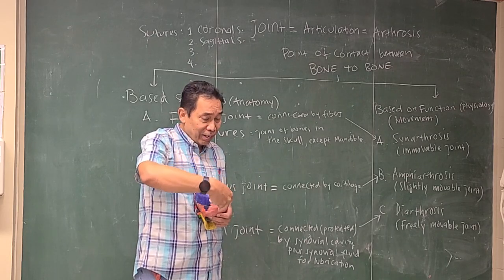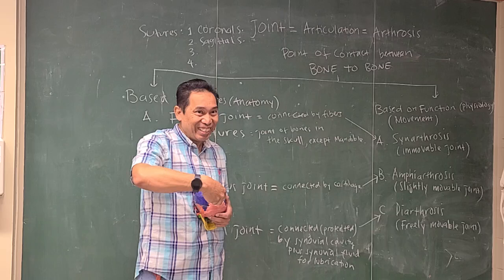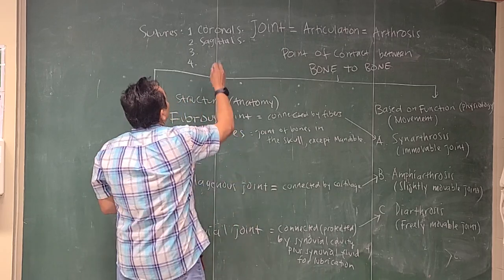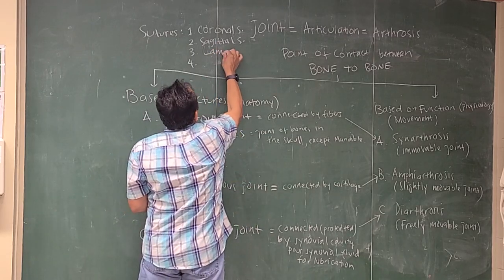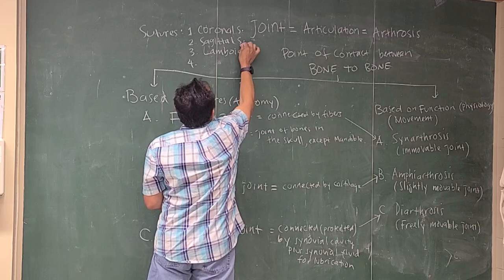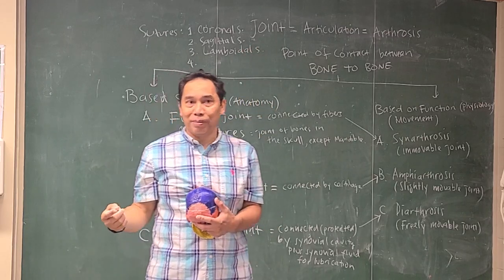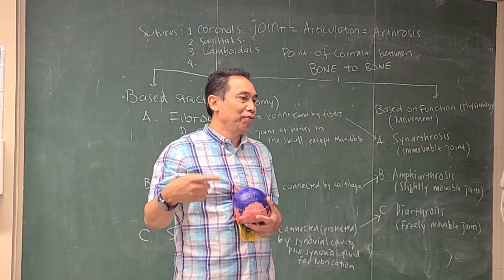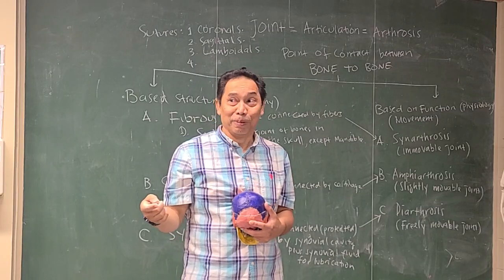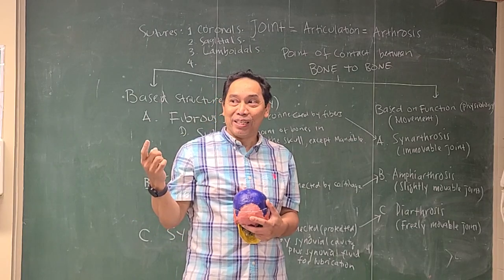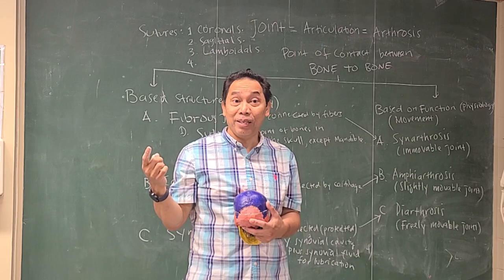Between parietal and occipital, there is also a suture over here. That one is called the lambdoidal suture. And again, put the name of the bones. Otherwise, you're going to get confused during the lab exam. Okay. Lambdoidal suture. Are you with me?